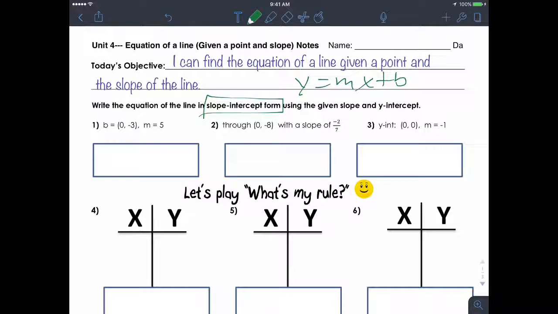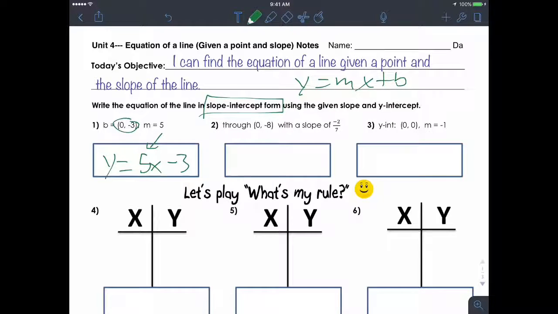Now for number 1, it says that b, which is the y-intercept, is (0, -3), and the slope is 5. So they already give us the information we need. It's y equals, and then we're going to put 5x because the slope goes in front of the x, and then minus 3 because the y-intercept is (0, -3). Okay, go ahead and do number 2 and 3 on your own, and then we'll go over it.